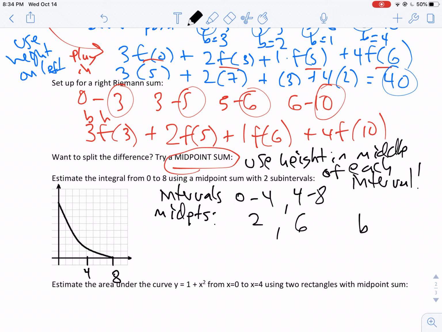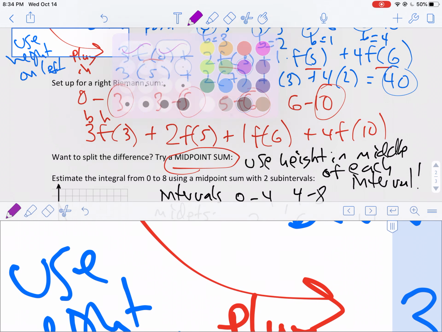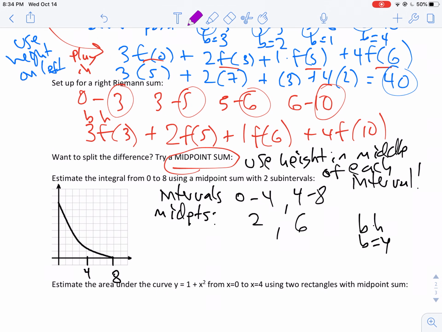So when I do my base times height for each of these, of course my base is still 4. So I'm doing 4 times the height at the middle, so 4 times f of 2. And then from 4 to 8, I'm using the height of the middle, which is f of 6, so 4 times f of 6.